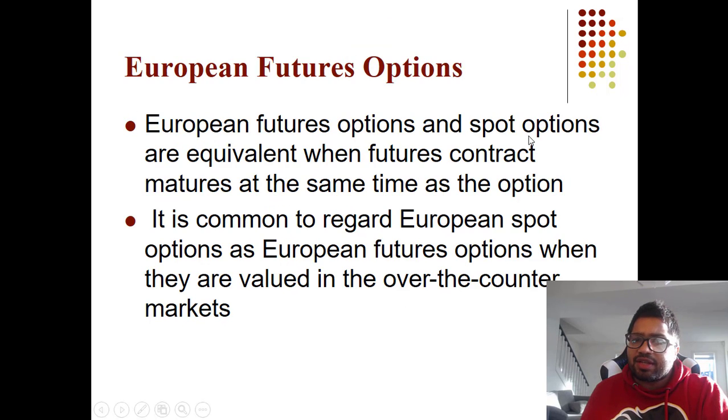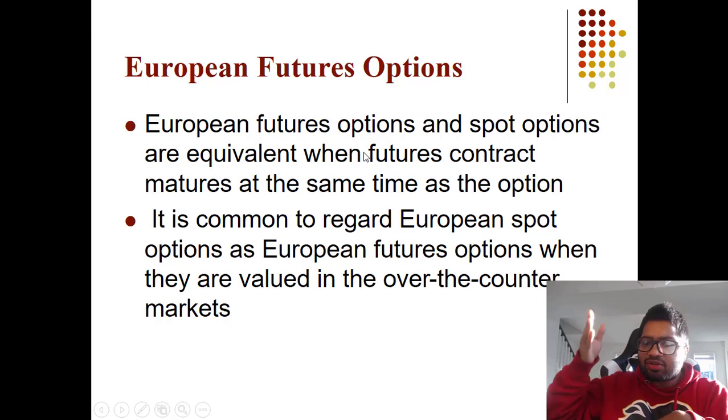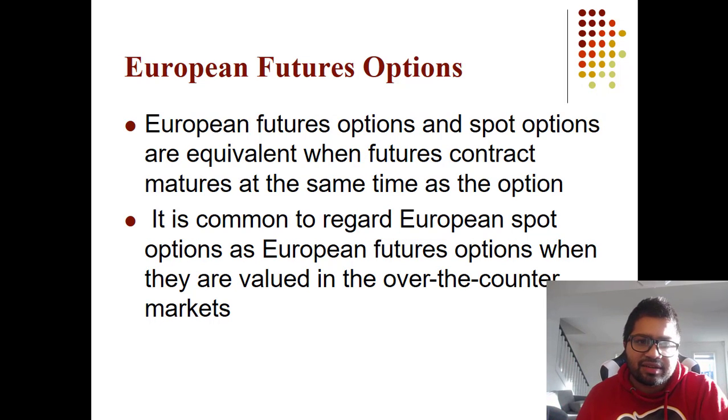European future options and spot options are equivalent when future contracts mature at the same time as the option. It is common to regard European spot options as European future options when they are valued in the over-the-counter market. So that is important. They are similar because exercise always happens at the end in European options.